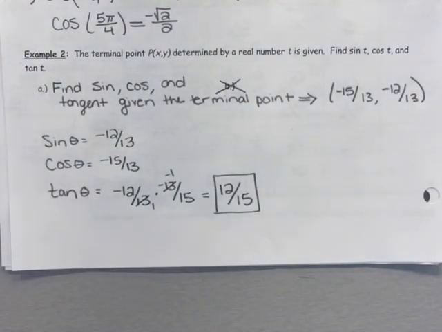Now, could I have also asked you for the secant, the cosecant, and the cotangent, and would you have been able to answer those? Yes. Because remember, they're just reciprocal buddies with all of these. So the cosecant would have been negative 13 twelfths. The secant would have been negative 13 over 15. And the cotangent would have been 15 over 12. And typically we leave these as improper fractions and not mixed numbers. I think that's another important thing to note.